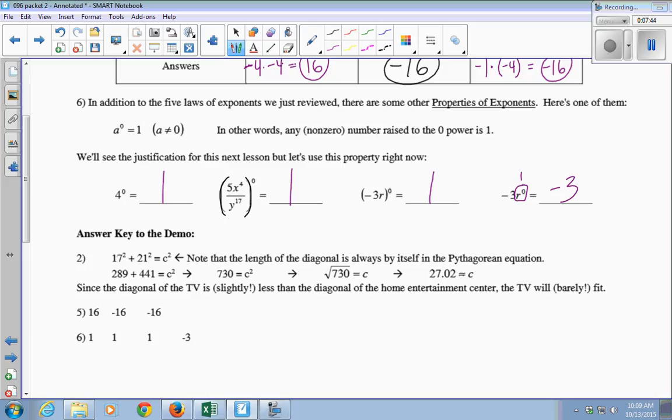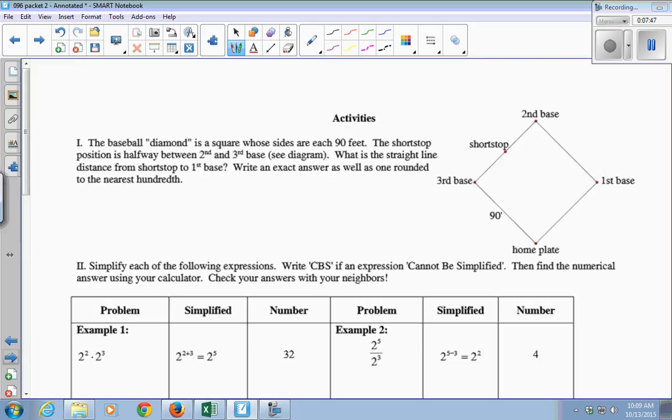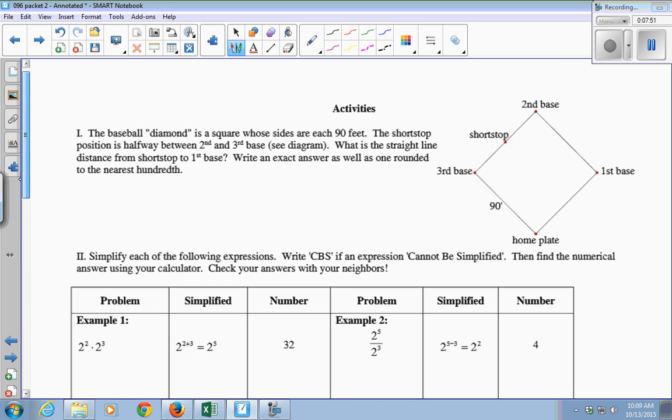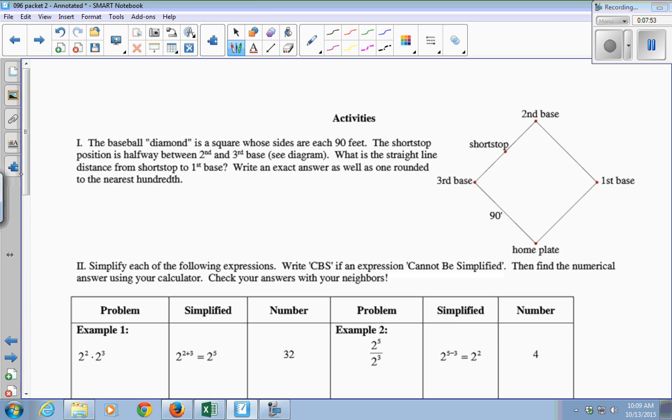All right, so I'm going to have you start with the activities on page 109, and we'll work on those for a little while before we move on to lesson 15.